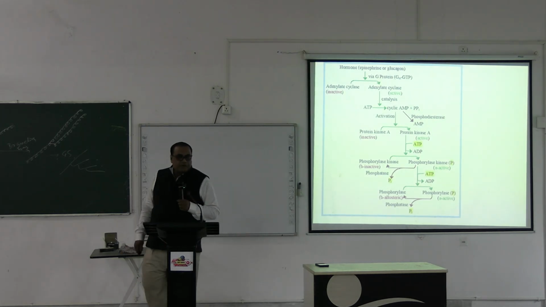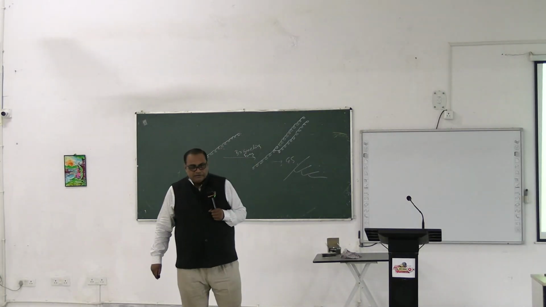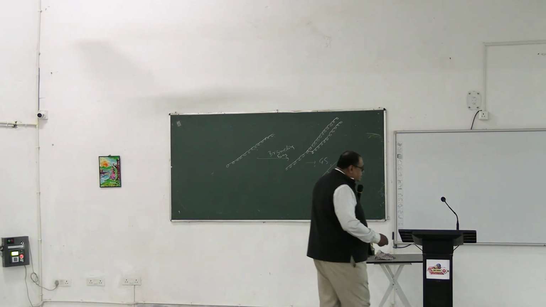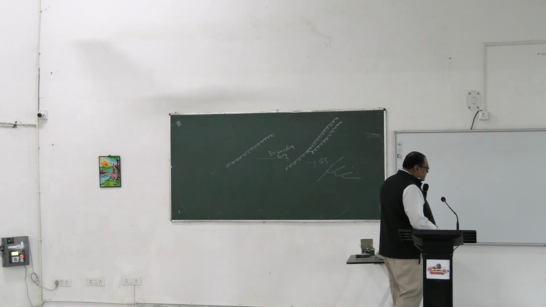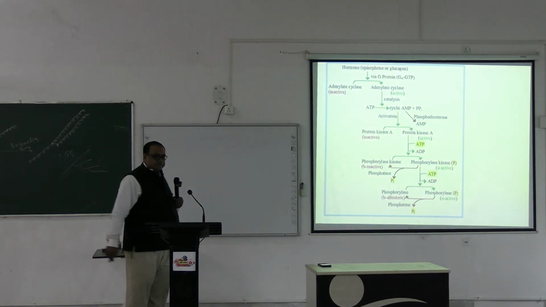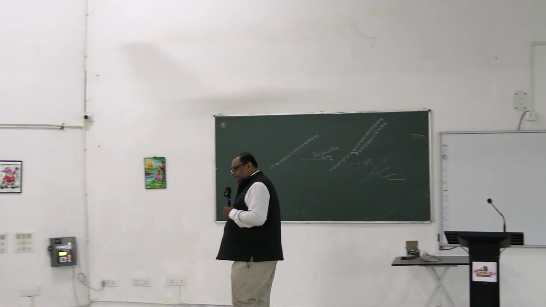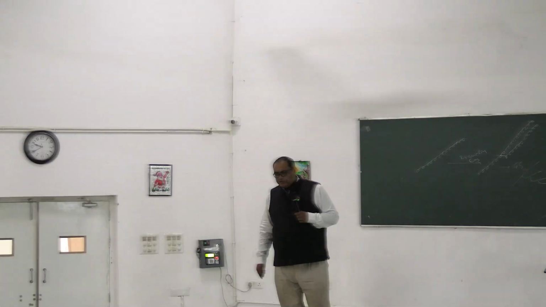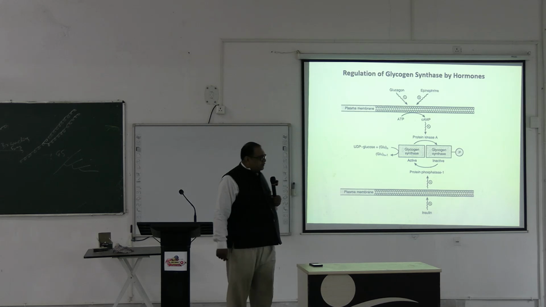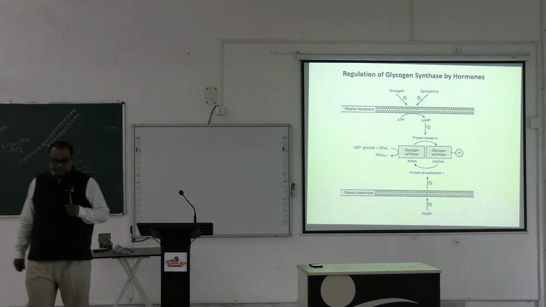Again, there is a scope of action of insulin, same phosphodiesterase, same inhibitor 1 phosphate. Again, inactive phosphorylase to active phosphorylase by active phosphorylase kinase. Then active phosphorylase will cleave glycogen to individual glucose molecules for glycogen synthase. So much simpler, one step less.